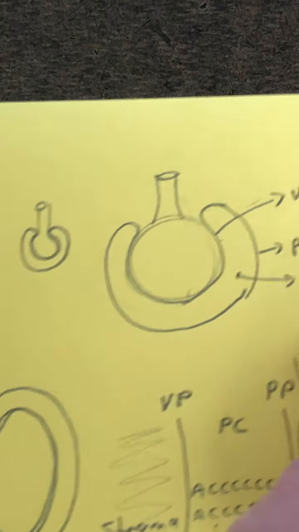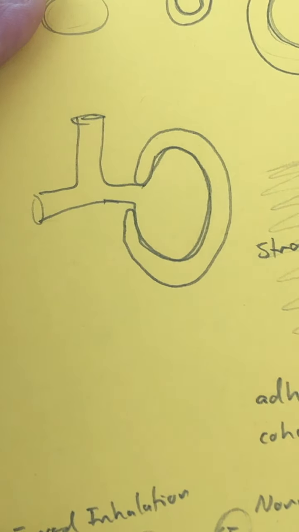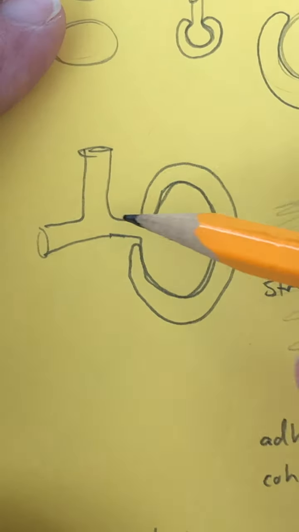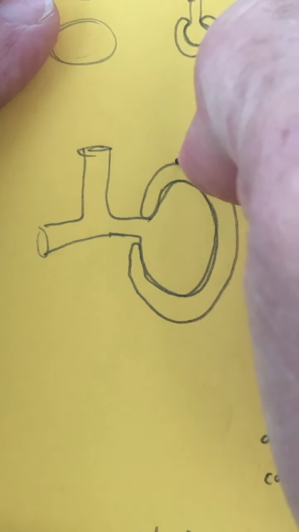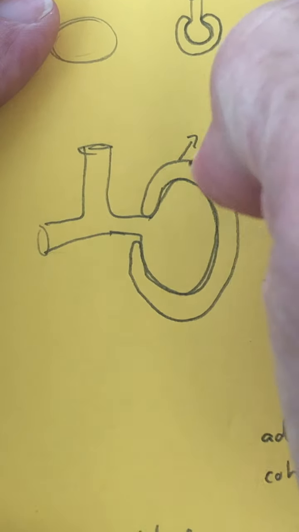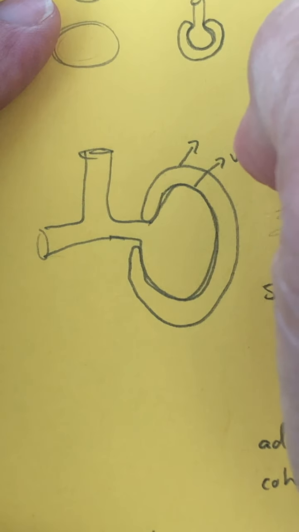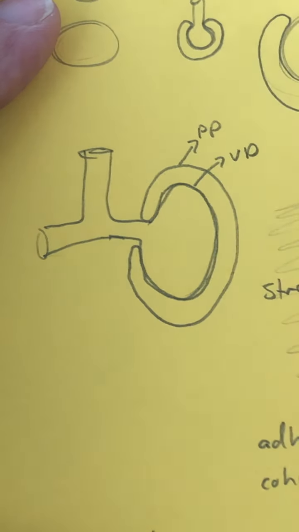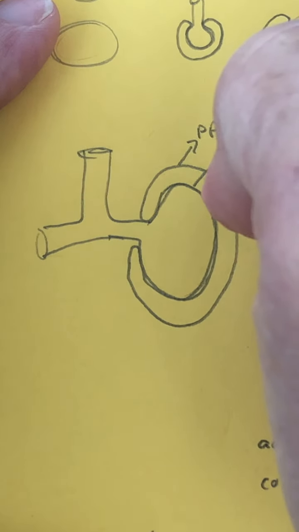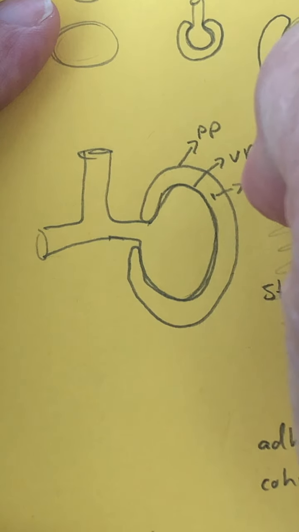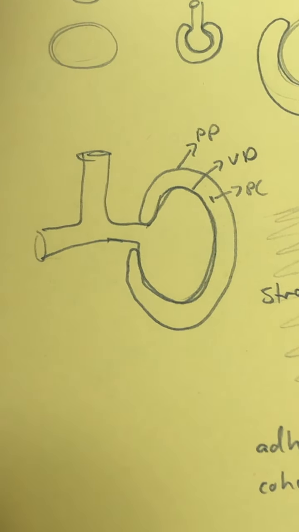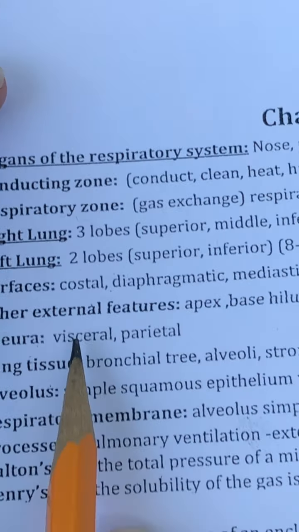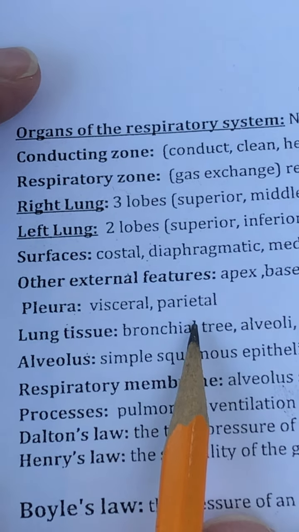Well, the same analogy works for the lungs right here, except rather than having the pushing from the top, it's sort of pushing from the side. And again, what you've got right here is the visceral pleura directly on the surface of the lungs, the parietal pleura on the outside edge, and between the two, you have the pleural cavity.